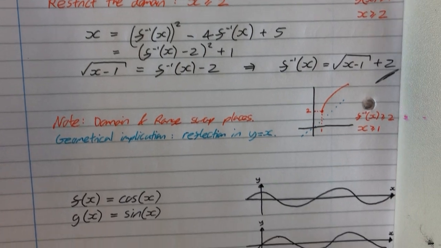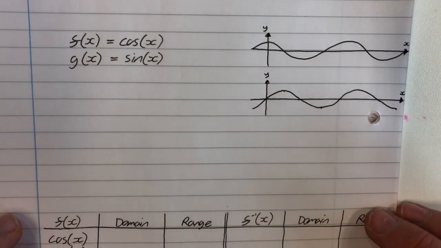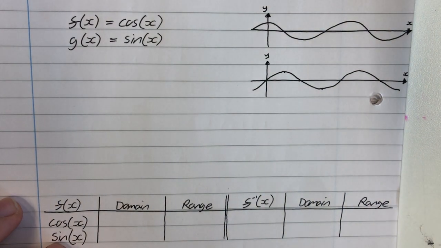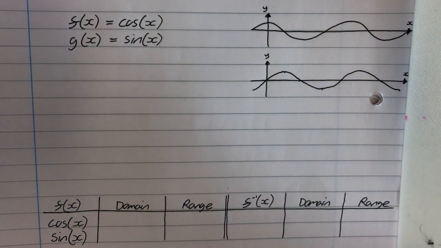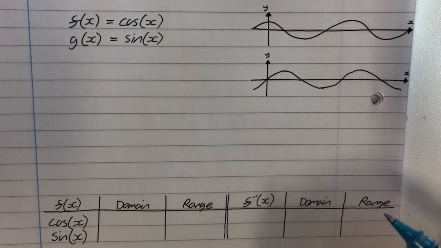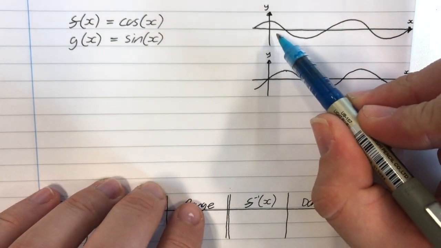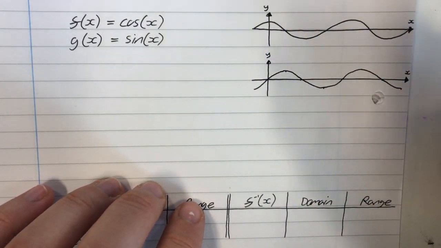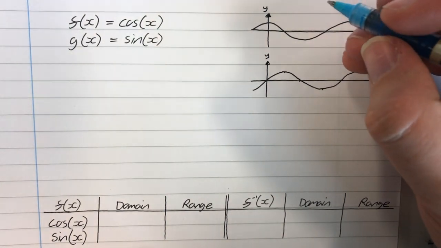Two more examples then. We'll do these together. So these are the trig functions. So we've got sine and cos. So both of these functions are many to 1. The reason why they're both many to 1 is because you have many x values which goes to the same y value. So what we're going to do is we're going to restrict the domain.